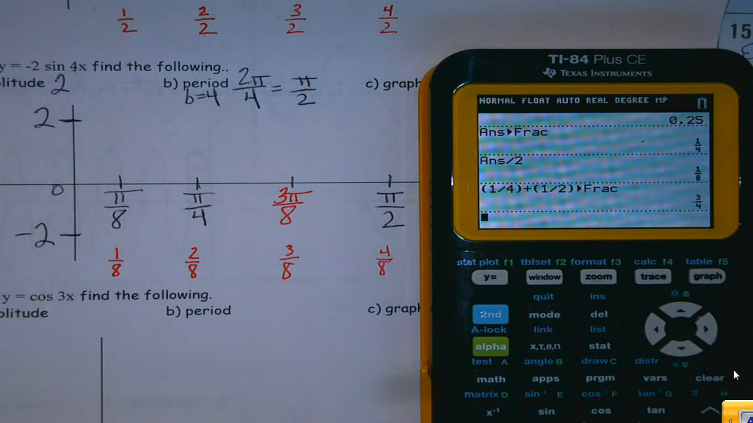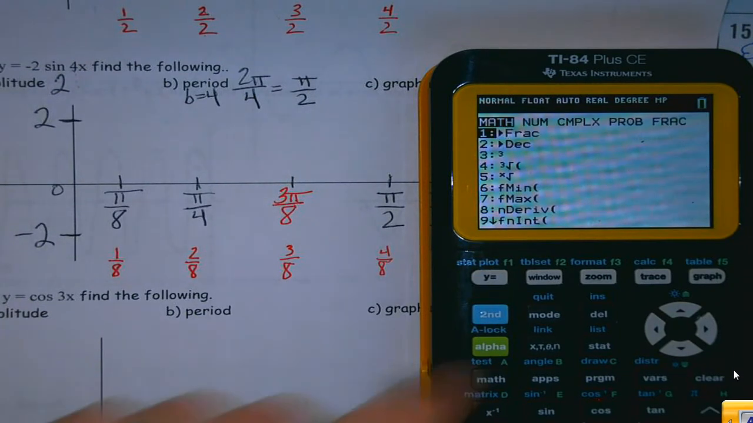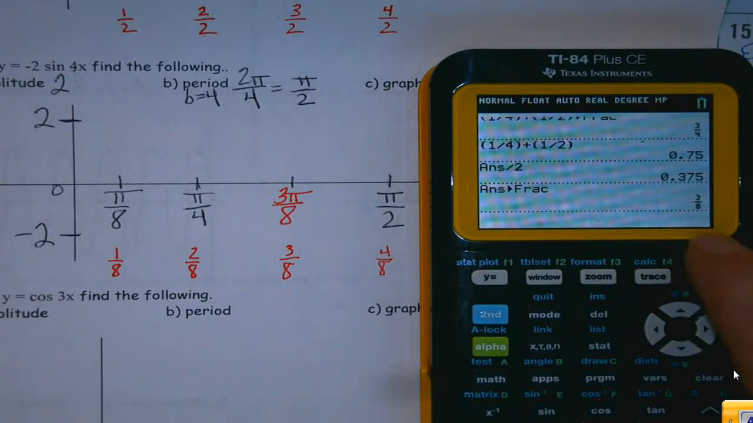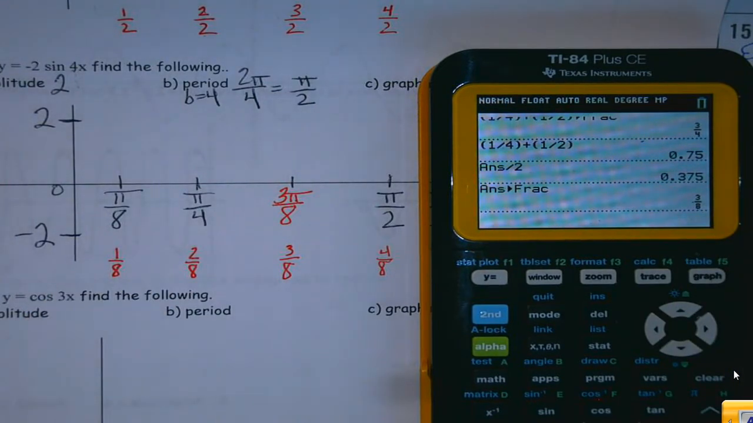3/4. Oh, what did I do wrong? Oh, I didn't divide by 2. Duh, Harty. See, even if I get going too quick, I can cause myself trouble. Divide by 2. Math, enter, enter. That's better. 3/8, okay? And so I could get it that way as well. I just got to remember to divide by 2.